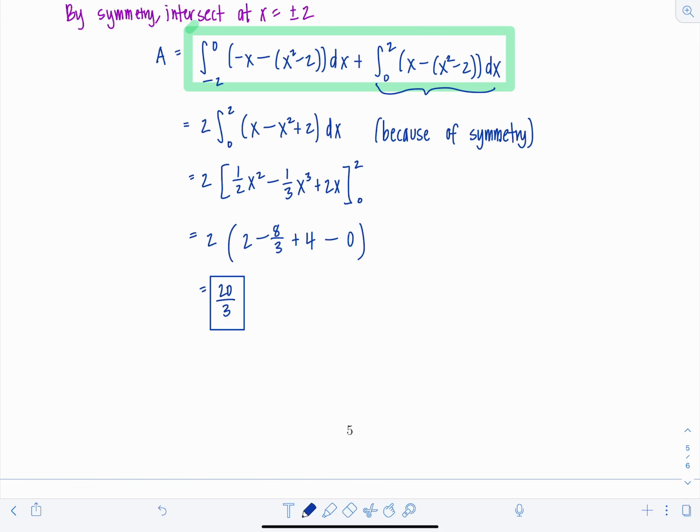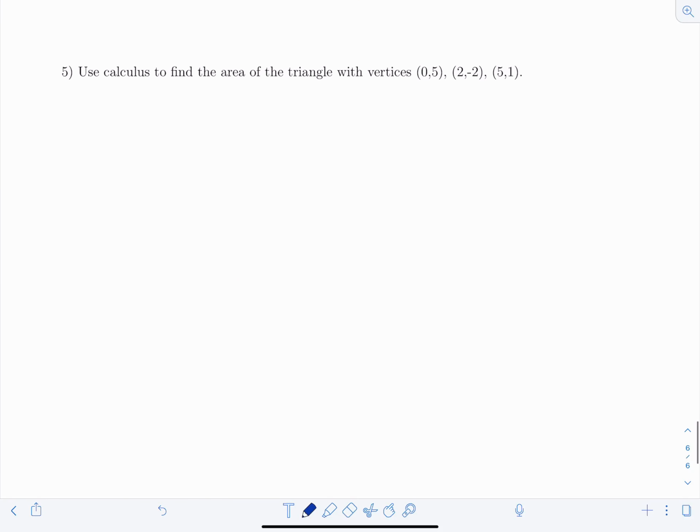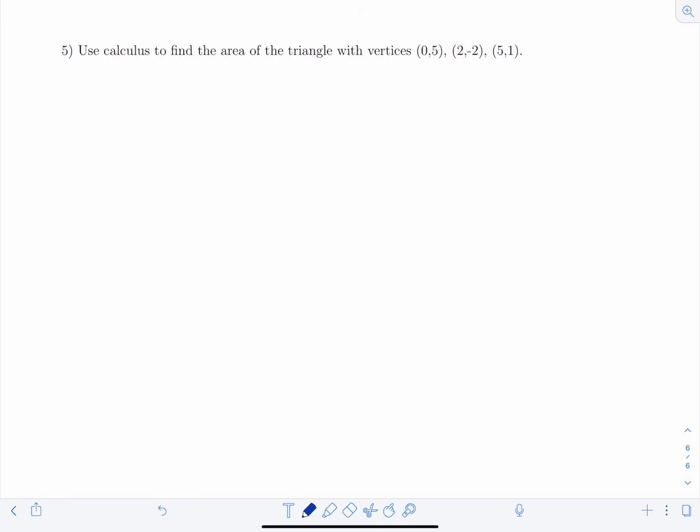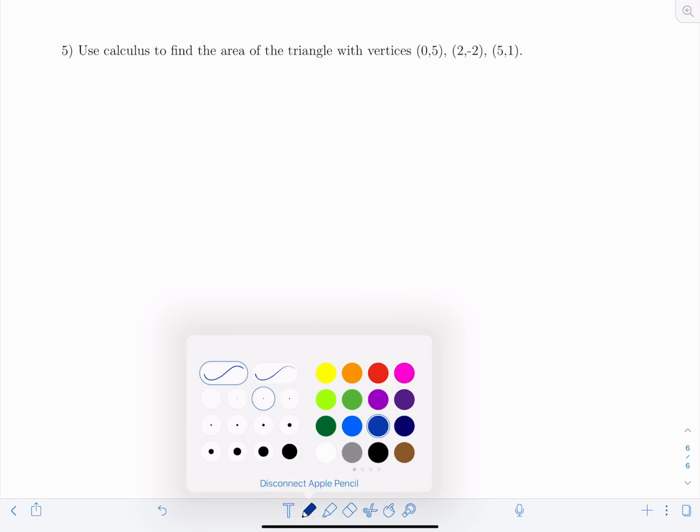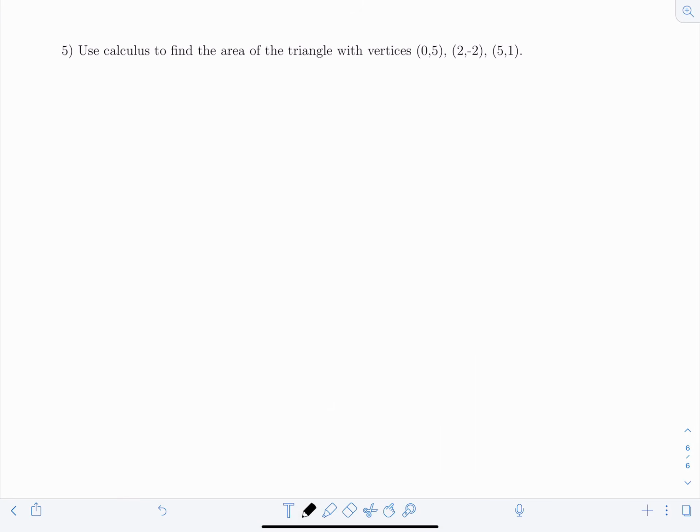Last one. Example 5. Use calculus to find the area of the triangle with vertices (0, 5), (2, -2), and (5, 1). Okay, so let's draw this triangle first and then decide our plan of attack. In the y direction, I'm going to have to go up to 5, and in the x direction as well. But I don't have any negative x values, so I'm going to draw mostly quadrant 1 and then a little bit of quadrant 4.